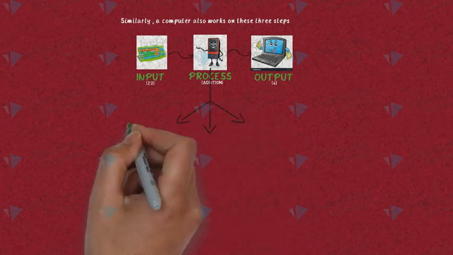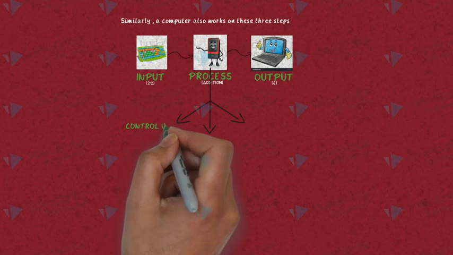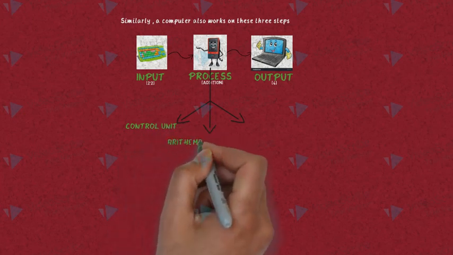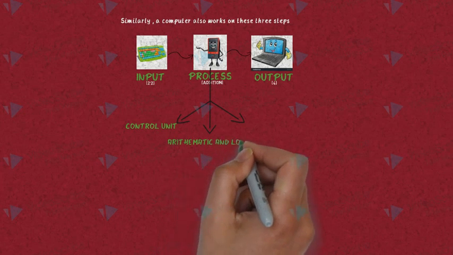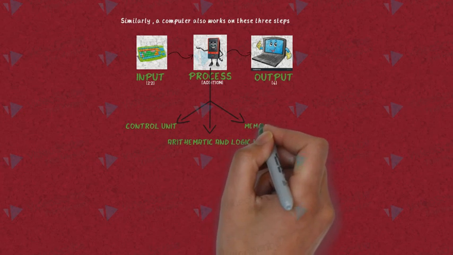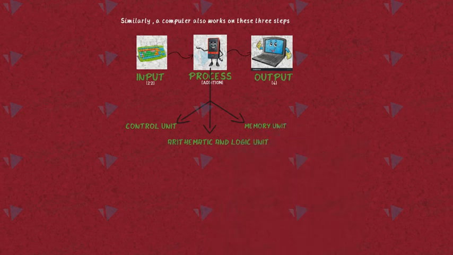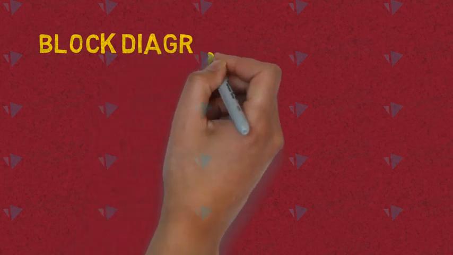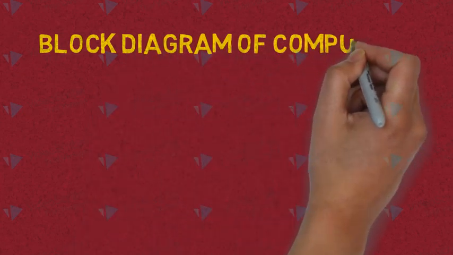Now CPU is divided into three parts. The first part is control unit. Second part is arithmetic and logic unit, which is also known as ALU. Third unit is memory unit. Let's understand the working of the computer with the help of the block diagram.